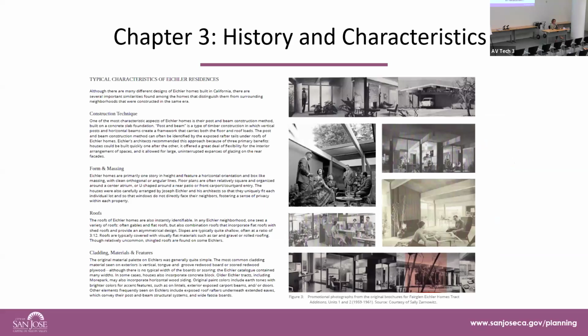The third chapter goes through the history and characteristics of the neighborhood. There's interesting information on the Eichler neighborhoods that came from the National Register nomination, and the various general characteristics and features that make them significant.